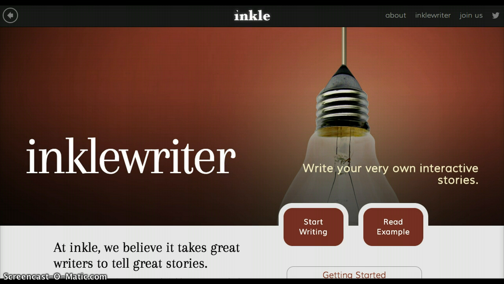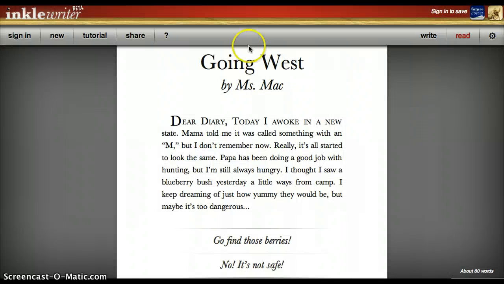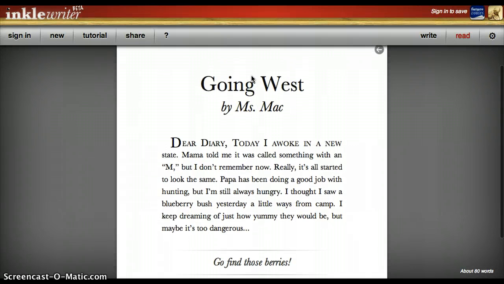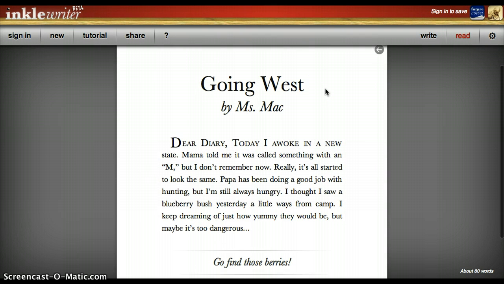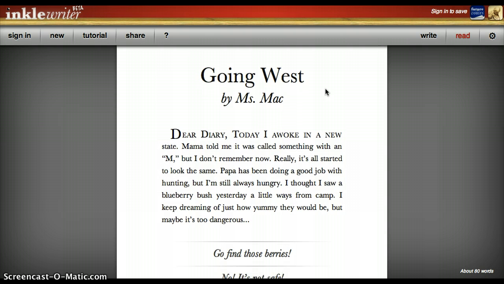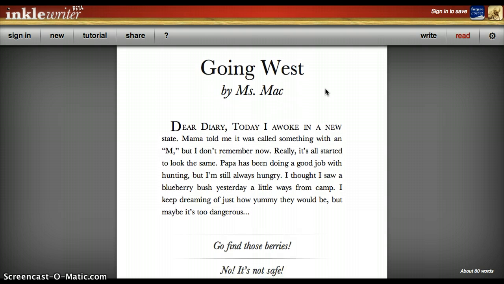So like I said, we are going to be writing stories as if you were someone going through the westward expansion. Now, here I have a little example. This is the first example that I made. It's really short, and I expect yours to be a little bit longer. But this is just to show you one way that you could approach this story. So as you can see, the title is here, and this is in a diary format. So it's as if I was someone who was going out west and I was keeping a diary and writing down the things that were happening.